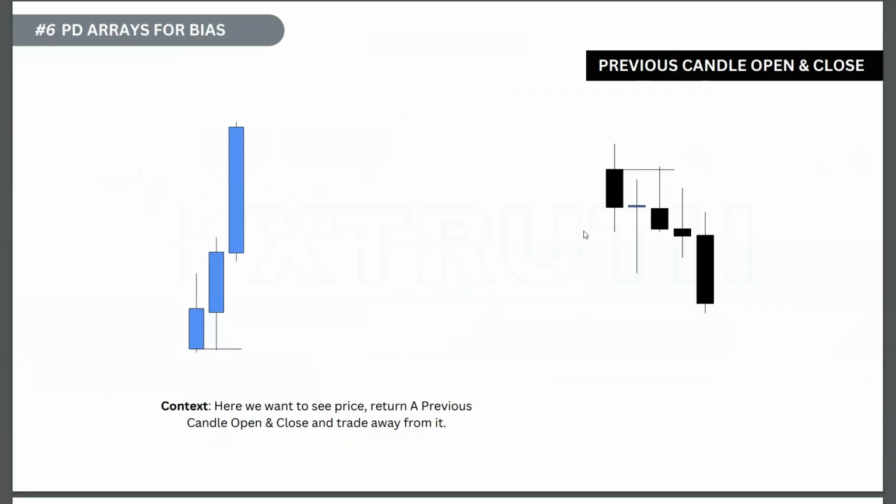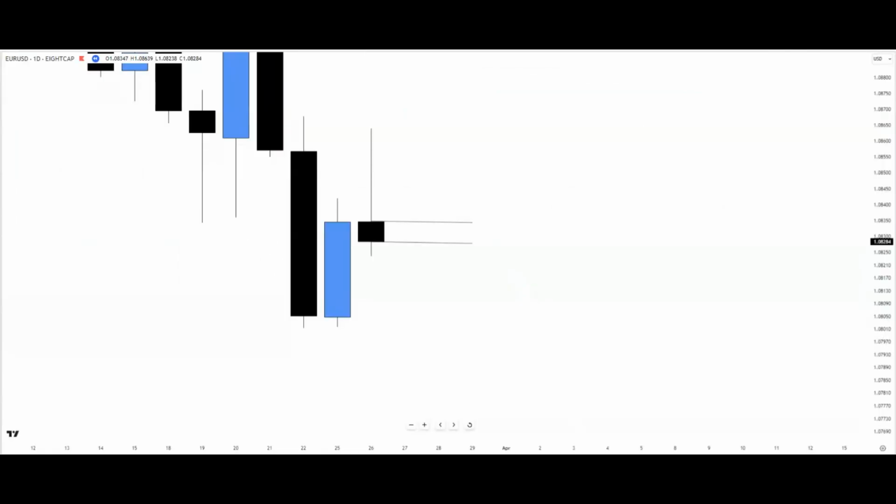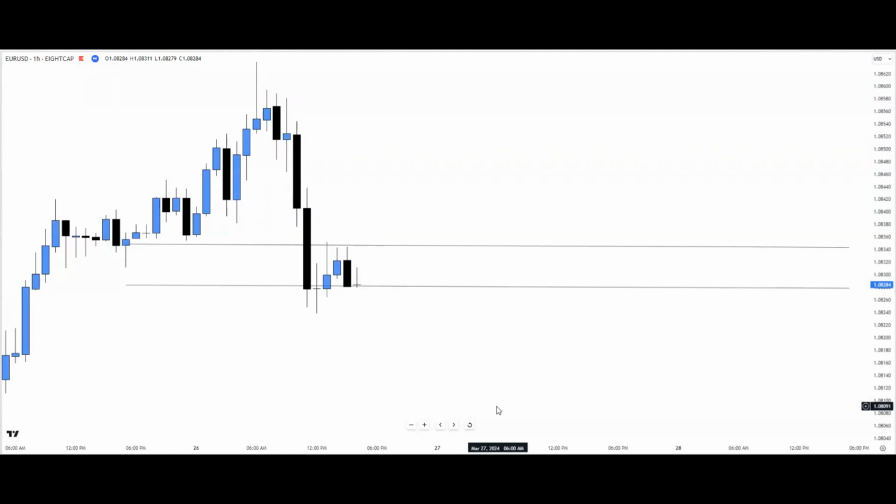Next is going to be the previous candle open and close. So here we want to see price return to a previous candle open or close and trade away from it. So here we've identified a previous day candle open and close. So in this case we drop down to the 1-hour time frame. So we want to see price trade to either the open or close of the previous day and trade away from it. So let's see what price does.